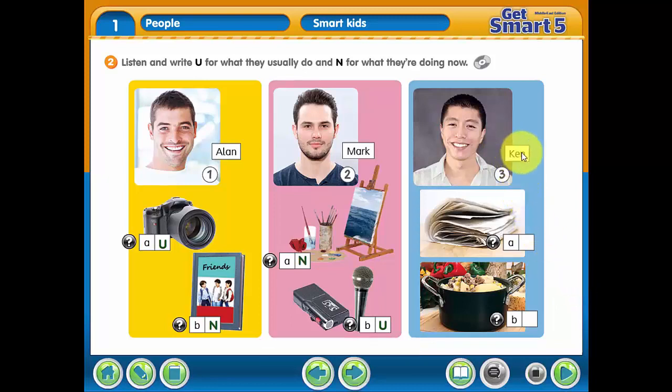Yes, Ken is a chef. So the main activity for him, yes, cooking. He usually cooks, but now he is reading the newspaper.